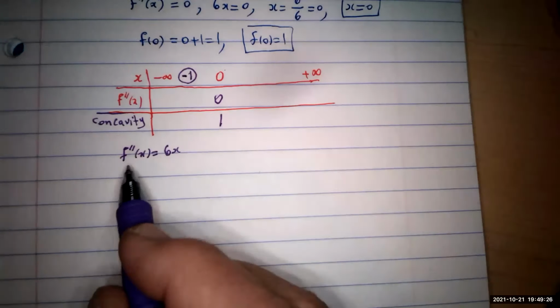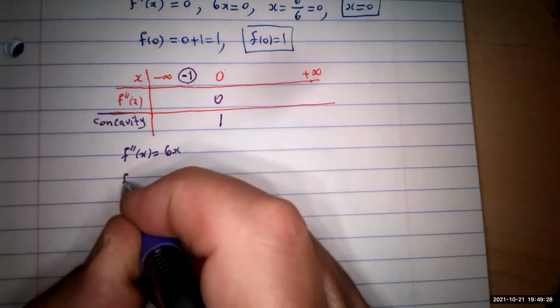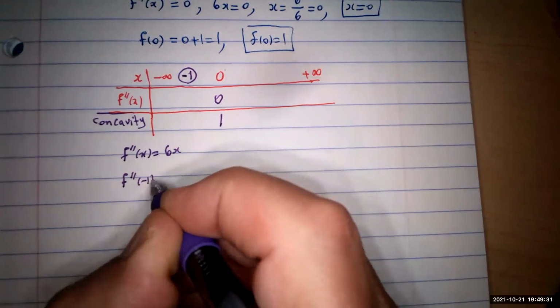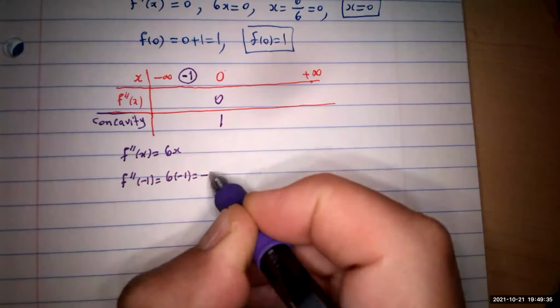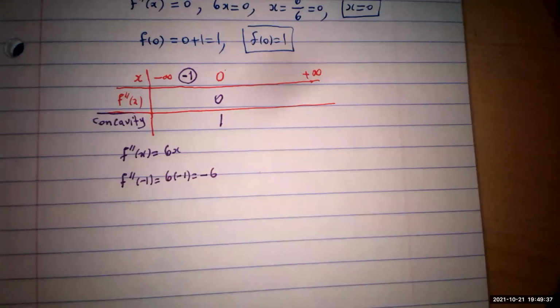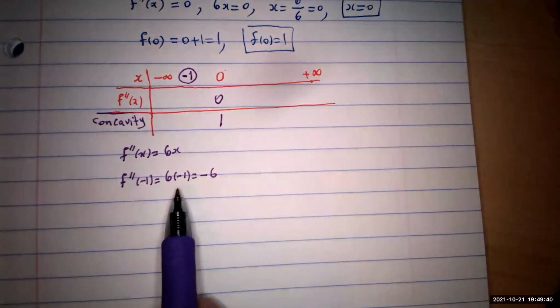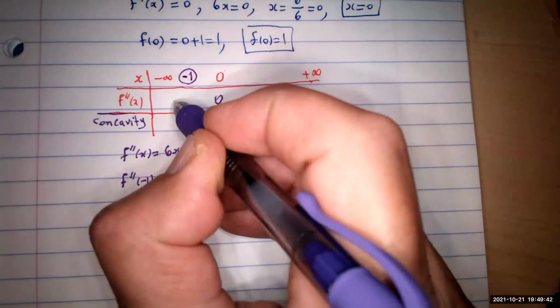You drop the negative 1 into the f double prime. So f double prime of negative 1 would be 6 times negative 1, which is negative 6. So in this region, f double prime is negative.